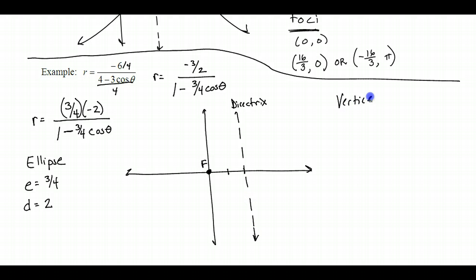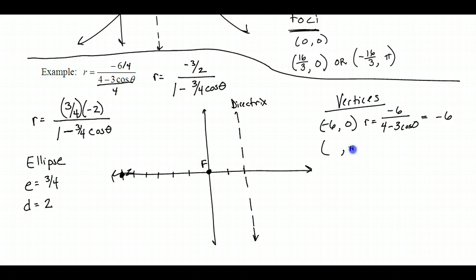Therefore, when we find our vertices, for theta values we'll plug in 0 and we'll plug in pi. So if we have 0, I just go back to the original equation. So I have negative 6 divided by 4 minus 3 cosine 0. Cosine 0 is 1 times 3 is 3. 4 minus 3 is 1, so I have negative 6. So 0, negative 6. 3, 4, 5, 6. And that would be a negative 6 in there.